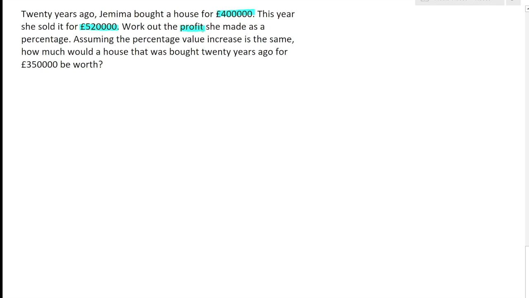It's important knowing these words: reduction, decrease, that sort of thing, or profit, increase. Oh yeah, loss as well as a decrease. Knowing the different words for a decrease or an increase is essential in working out what you're being asked. Okay, so let's start with £400,000. Those are terrible zeros.